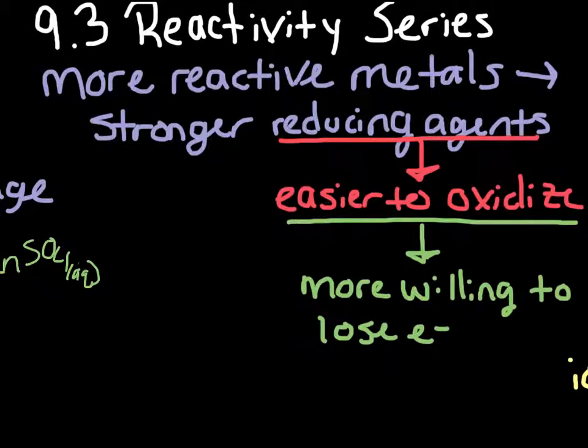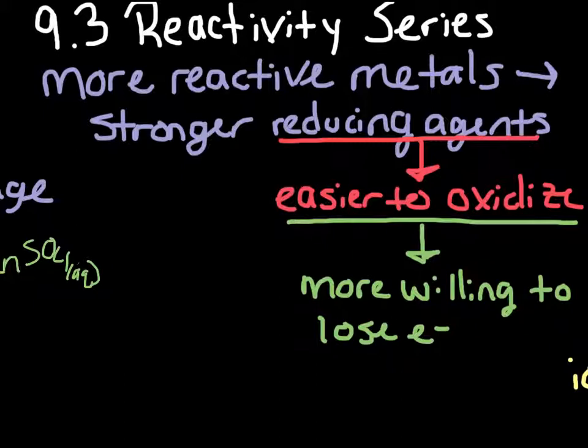9.3 is what's considered the reactivity series for redox reactions. It is going through and identifying which elements are more willing to give up or take electrons, and therefore are more willing to be reduced or oxidized, and knowing if a reaction is actually going to move forward or no reaction is going to occur.